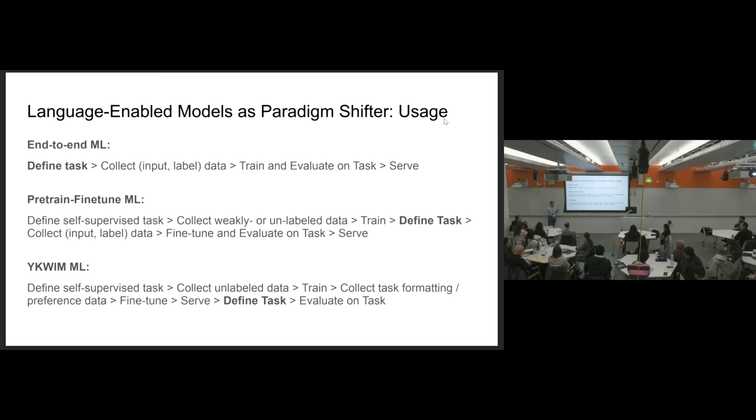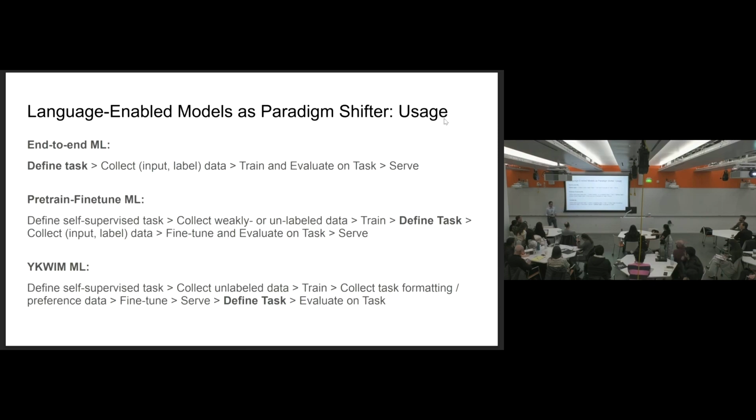Where you define a task, you collect a bunch of data that has these input-output pairs, and then you train and evaluate a model using just that data, on the particular task that you had in mind, and then you serve that model. And that's the thing that you expect somebody to use downstream.